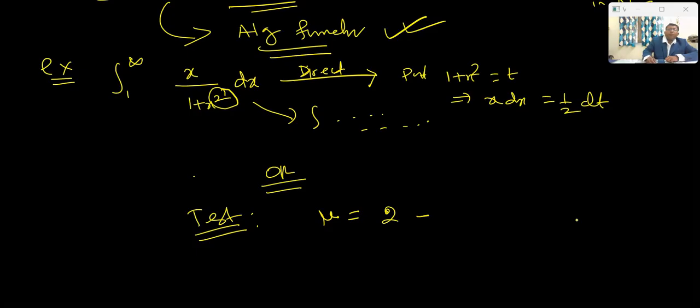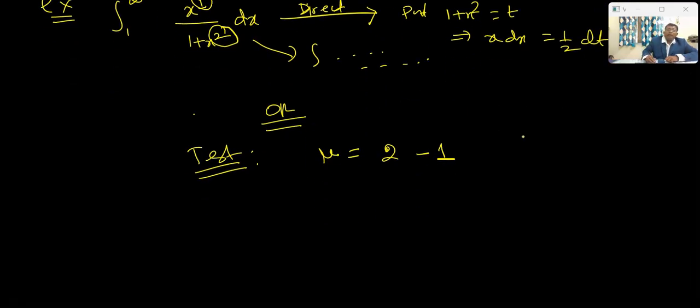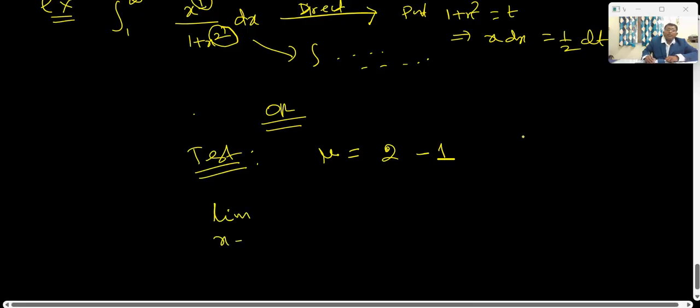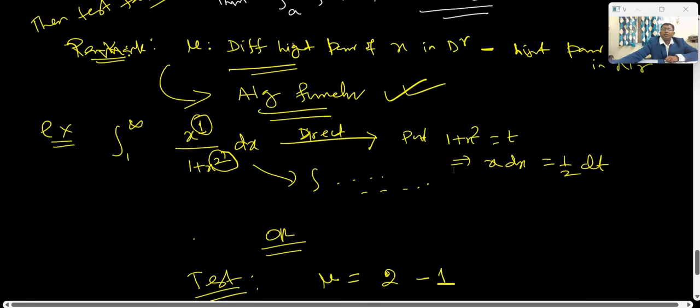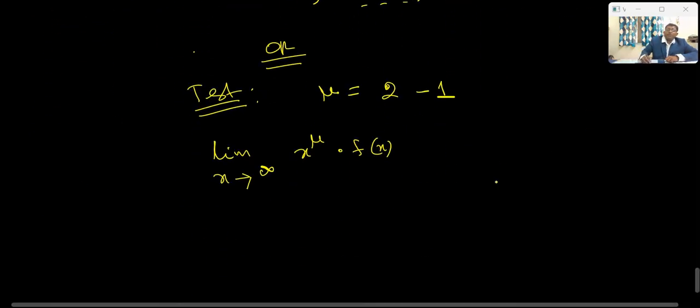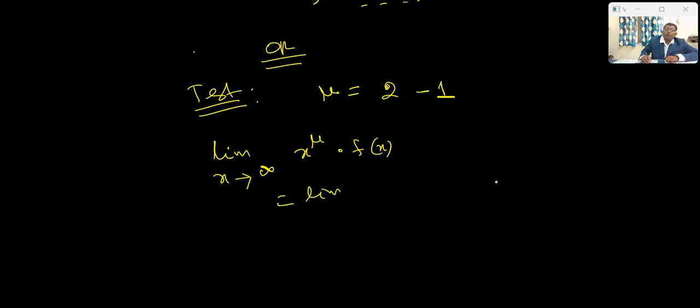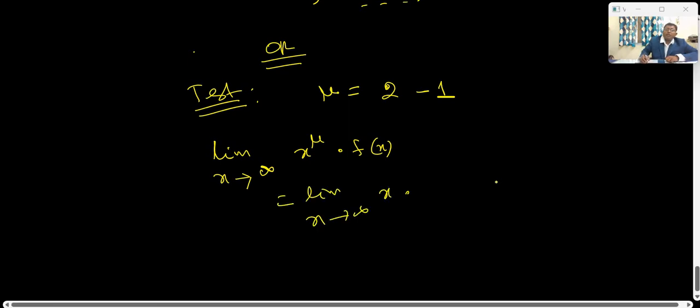The maximum power of the numerator is 1 here. So I take mu equal to 1, and I apply the limit x tends to infinity of x to the power mu into f(x). So this will be the limit x tends to infinity of x into x by 1 plus x square.